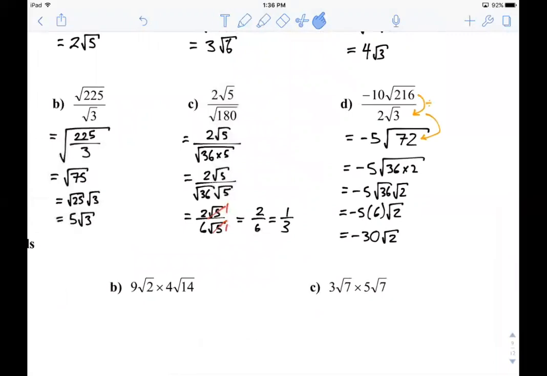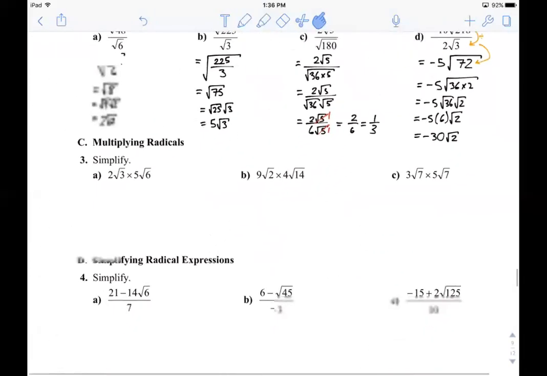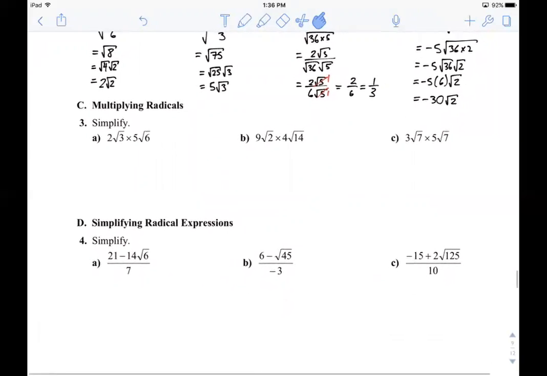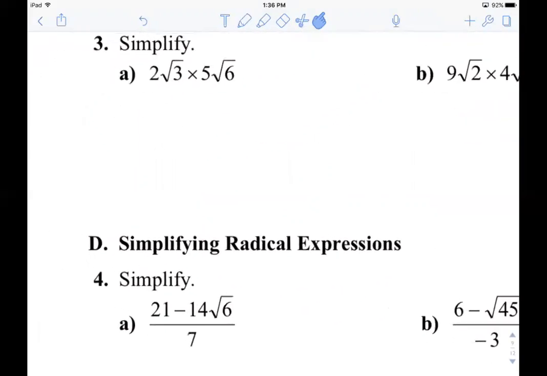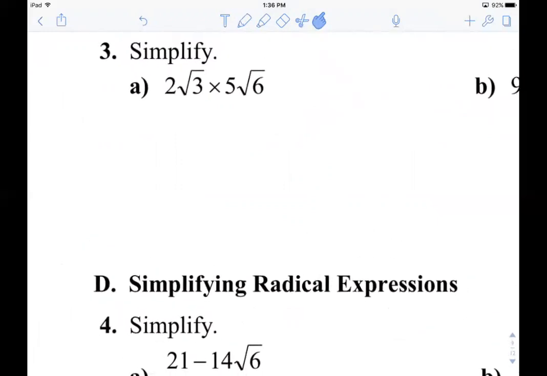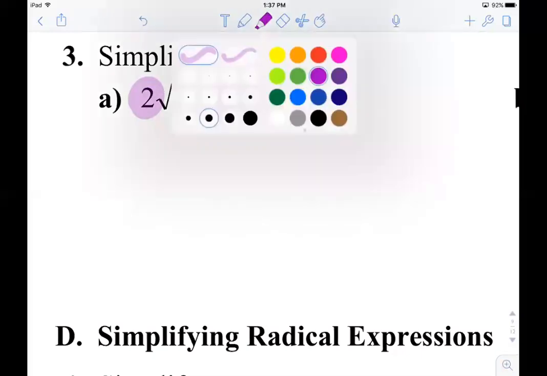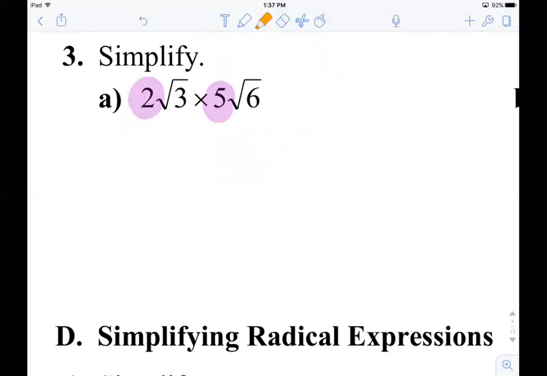From here, let's look at the rules for multiplying radicals and then put everything together to try and simplify some additional situations. So here, when we are multiplying, it's as simple as thinking of multiplying the number parts together, the regular number parts, the coefficients together, so 2 times 5. And then we're separately going to multiply the radical parts together, 3 and 6.